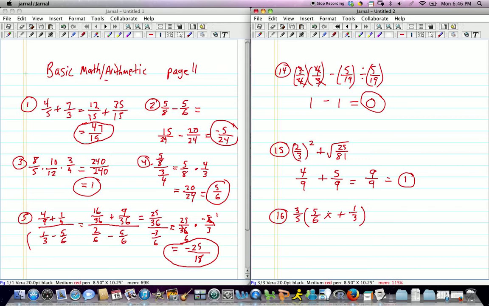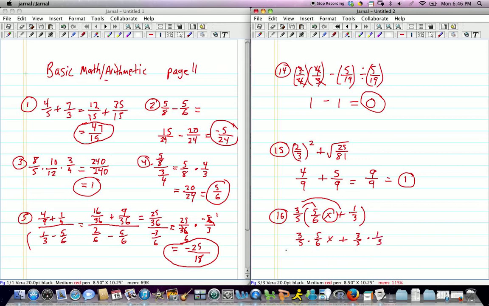Last problem. We're just going to distribute the 3/5 to both terms. This is an x. It's a variable. So my final answer here is not going to be just a number. It's going to have a variable in it. So we multiply here. The first thing we do is 3/5 times 5/6. So when I do that, we can write it out. 3/5 times 5/6x plus 3/5 times my 1/3 that's left over from here.